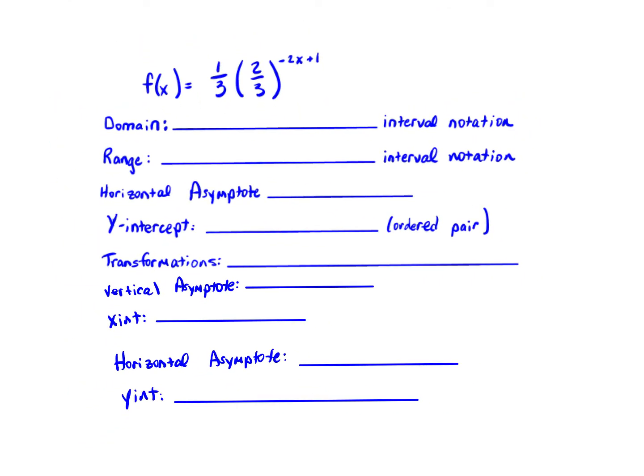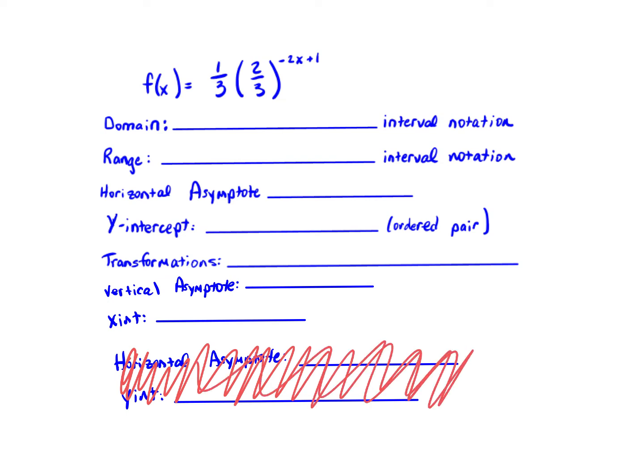I don't know why I have horizontal asymptote and y-intercept written twice. Cross that off. I don't know why I did that. So my bad. When I talk about the transformations, we're not asking you that on the test, but I want you guys to be able to visualize what your graph looks like. All right, so that's why I say that.